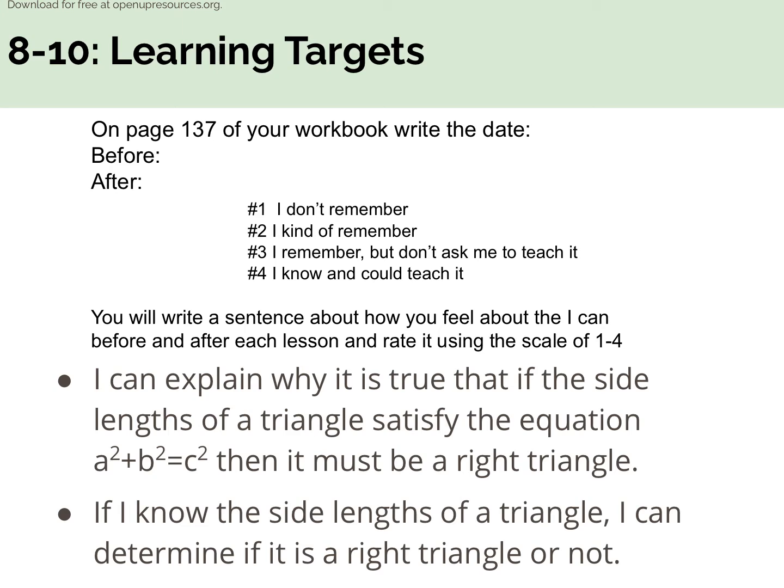Oh, sorry, I have the wrong I can statements on here. The I can statement is I can use the Pythagorean theorem to solve problems. So go ahead and give your sentence on both of those a number. So 1, I don't remember, 2, I kind of remember, 3, I do remember, and 4, I can teach it to my friend.